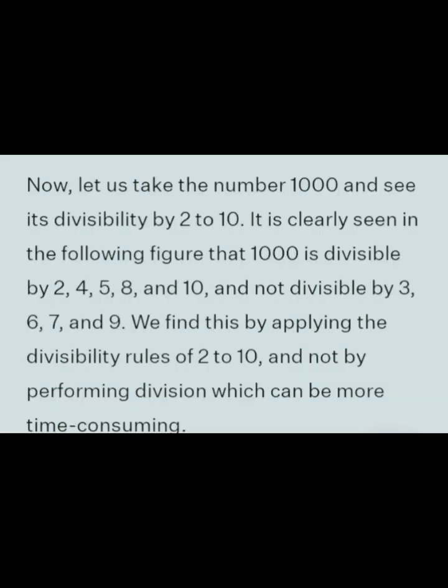Now, let us take the number 1000 and see its divisibility by 2 to 10. It is clearly seen in the following figure that 1000 is divisible by 2, 4, 5, 8, and 10, and not divisible by 3, 6, 7, and 9. We find this by applying the divisibility rules of 2 to 10, and not by performing division, which can be more time consuming.